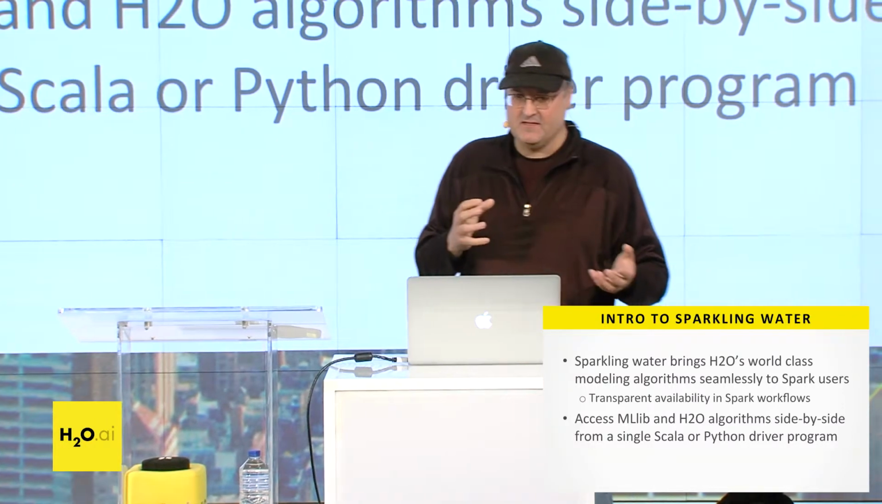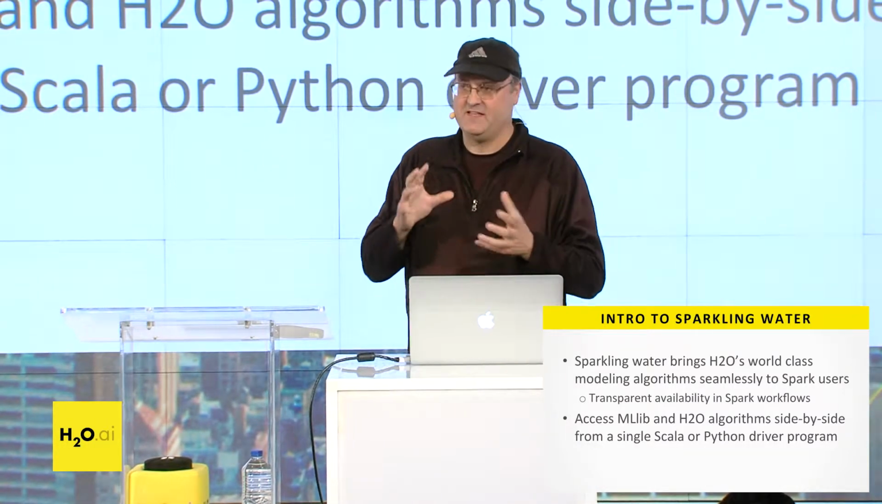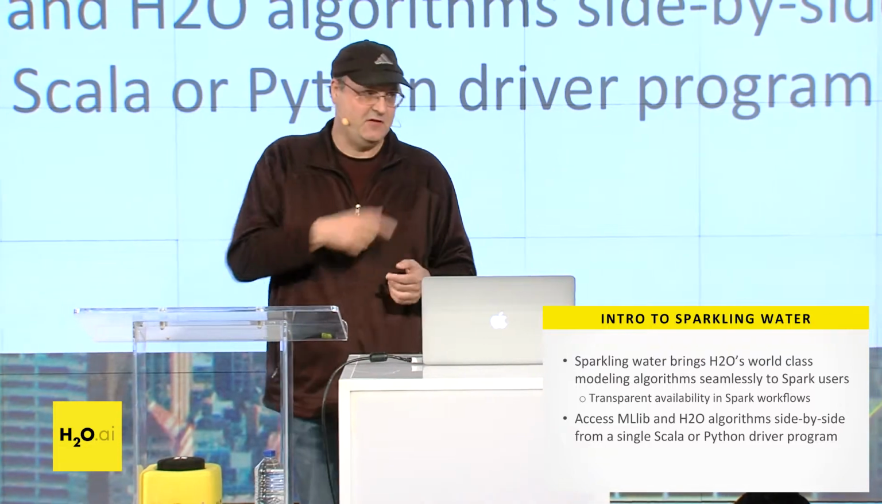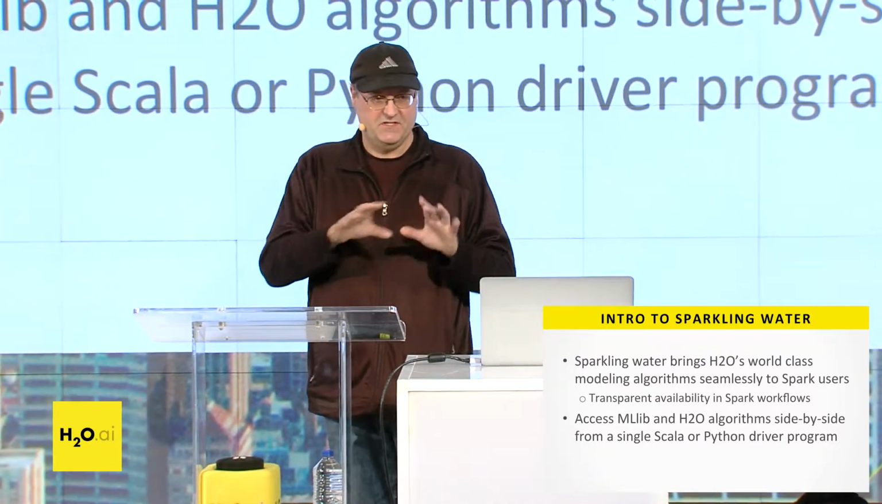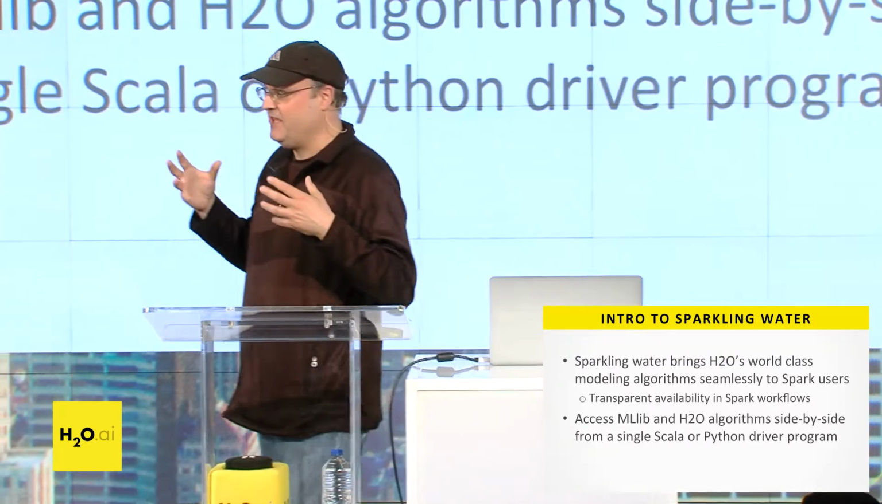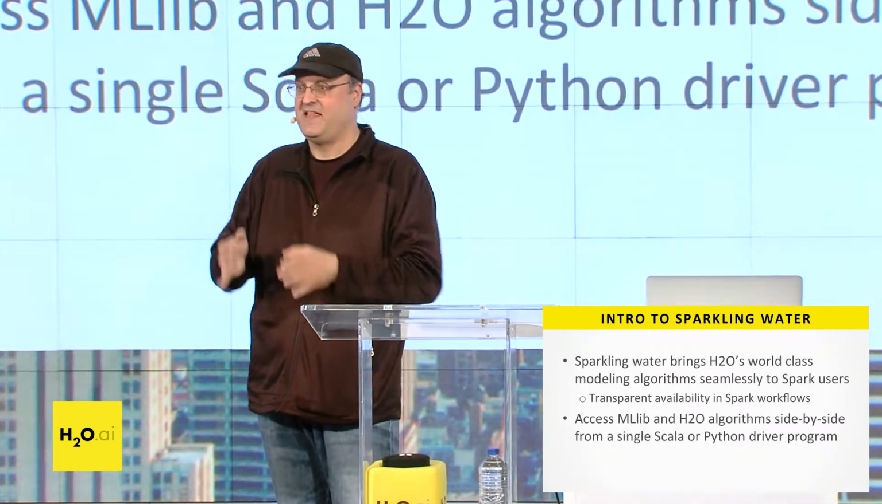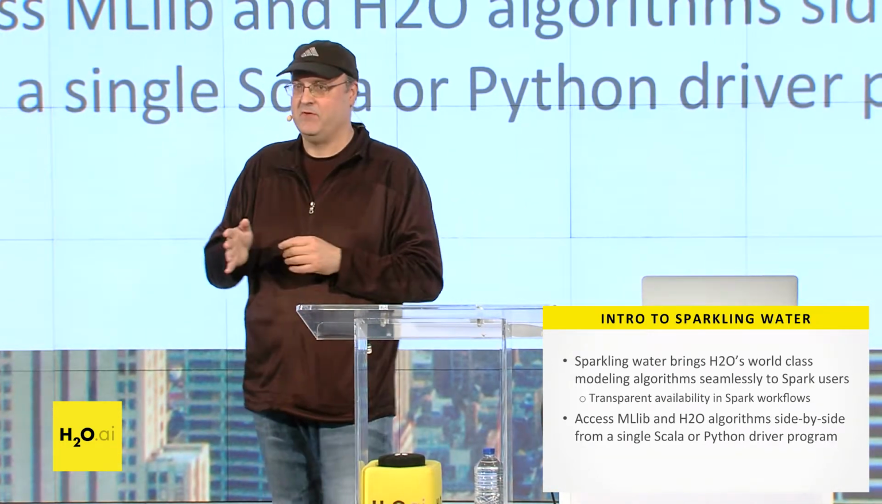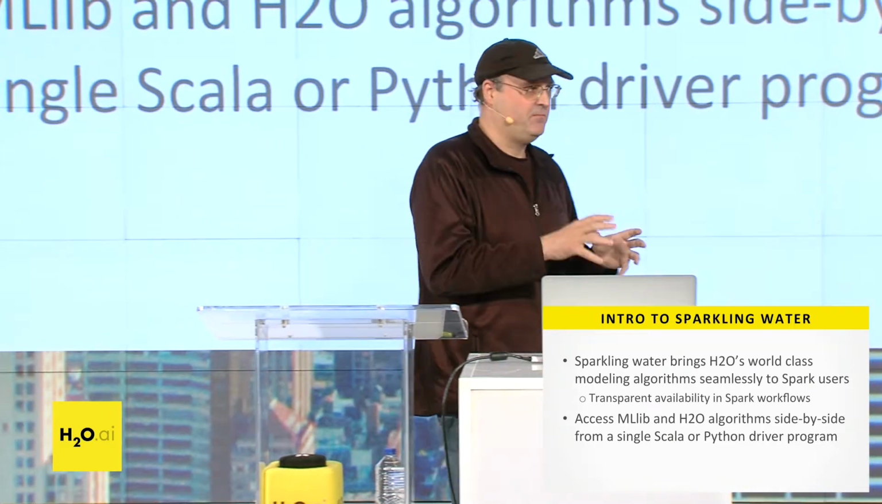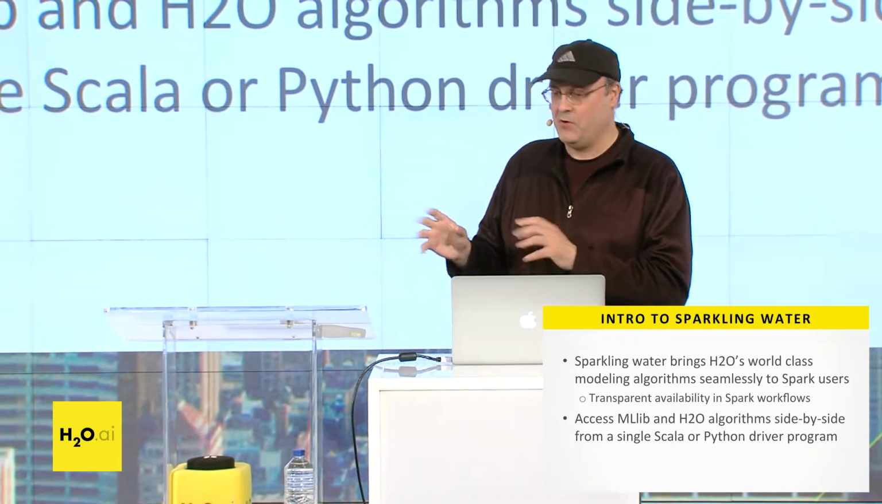In Sparkling Water, you can take a single Scala program, which I'll show an example of, just a quick piece of code, and you can have side by side in that same single code stream things that are doing Spark operations and things that are doing H2O operations.